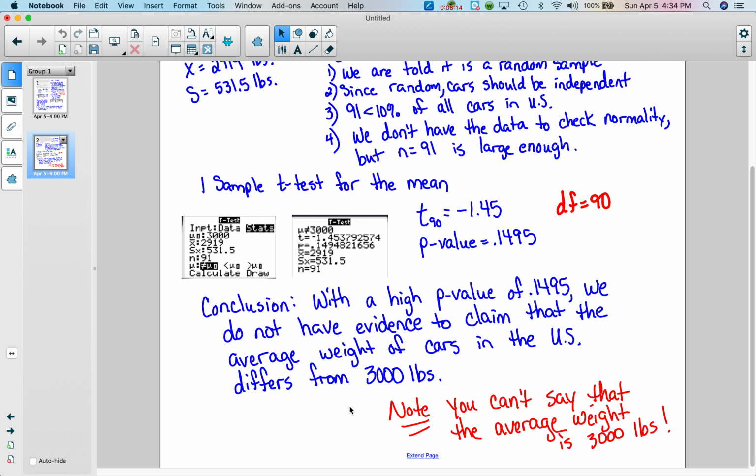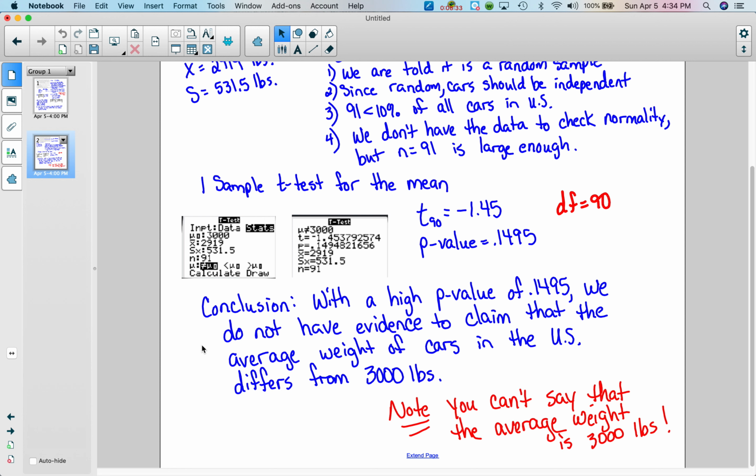from 3,000 pounds. And I put a note, and you need to remember this. You cannot say that the average weight is 3,000 pounds. We can't accept the null hypothesis. All we can say is we don't have enough evidence to say that the alternative is true. That's all we can say.